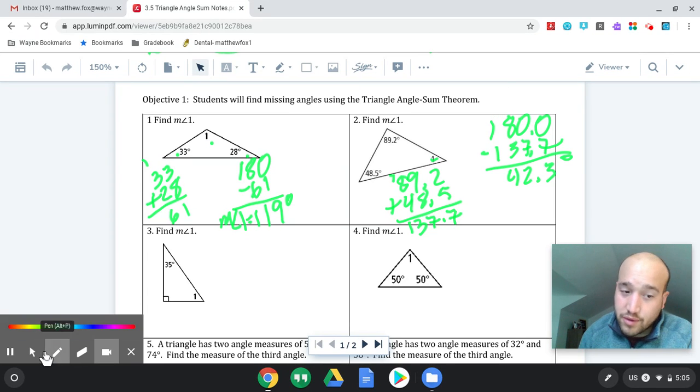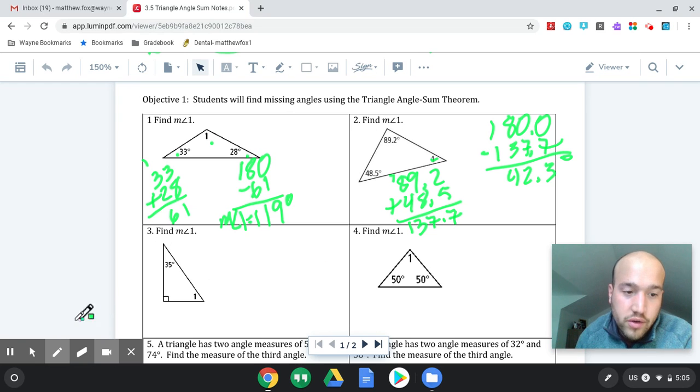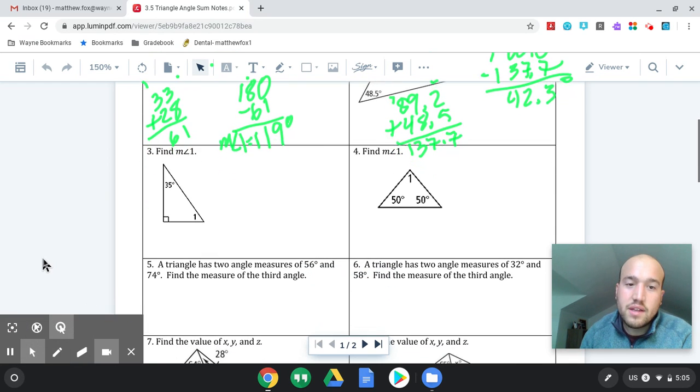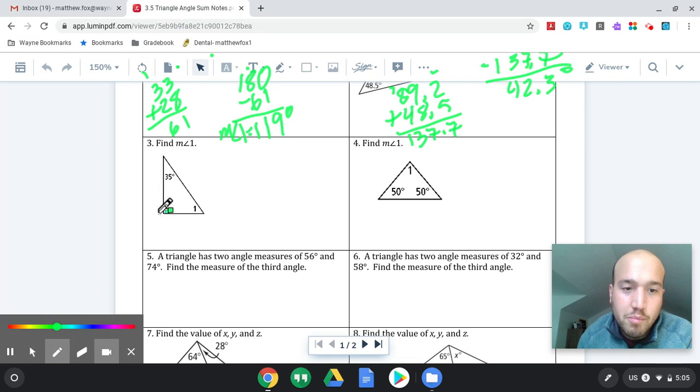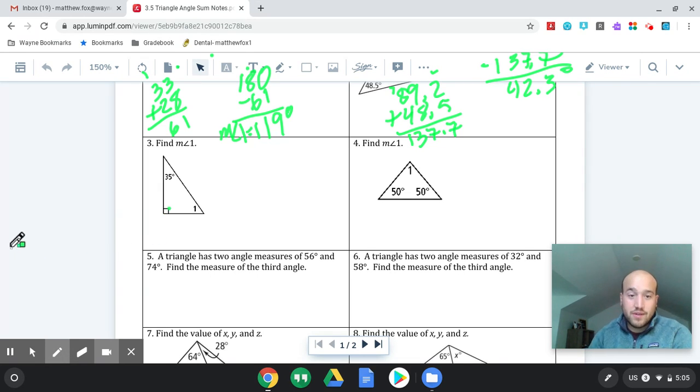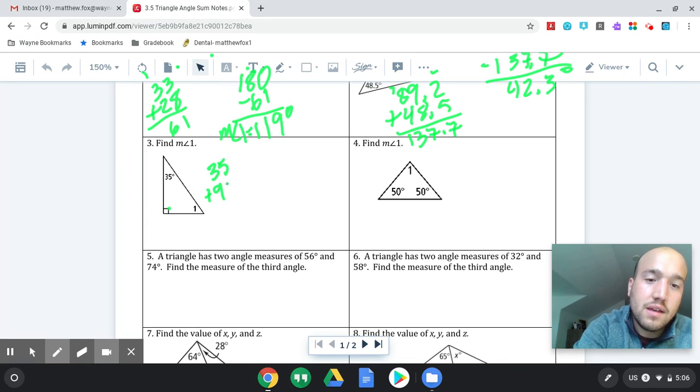So example 3 and 4, exact same thing. We know that all those angles are adding up to 180. Now the difference is on example 3, angle 1 still is right here. 35 is here. There's no number right here. However, hopefully you remember this box means something very specific. Anytime we see that box, it is a right angle, which means that angle is 90 degrees. Okay, so once again, we can do 35 plus 90. That will give us 125 degrees. And then all we have to do is take 180 minus 125.